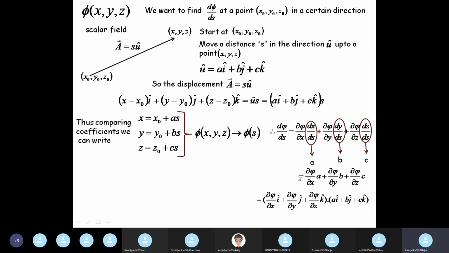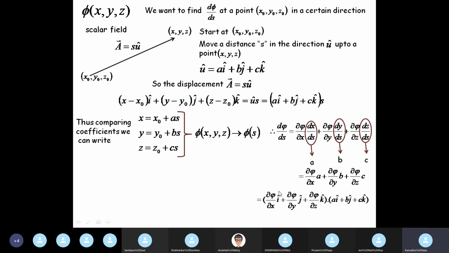Now, what I do is I write this in a different form. I expand this expression and write each product in such a way that this expression becomes the dot product of two vectors. See, I have written del phi del x i cap plus del phi del y j cap plus del phi del z k cap, and I have written a i cap plus b j cap plus c k cap, and then taken the dot product of the two. If you take the dot product of these two vectors, you will get this expression.